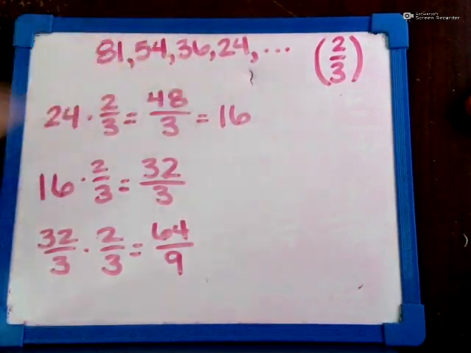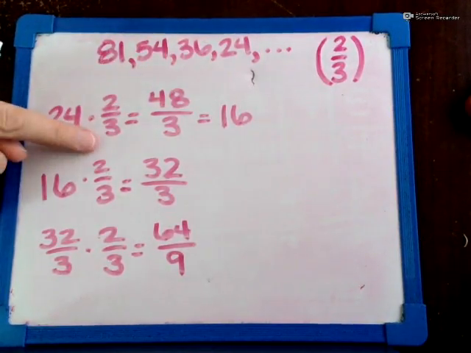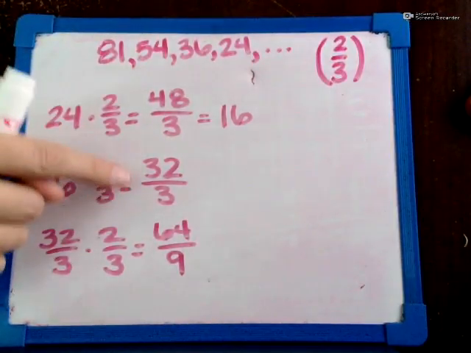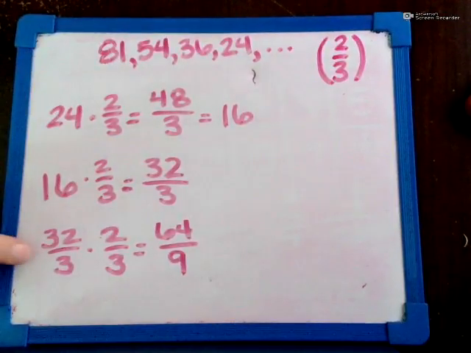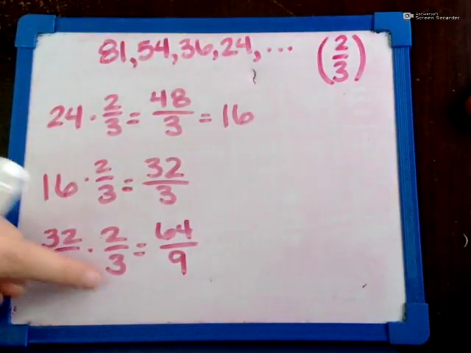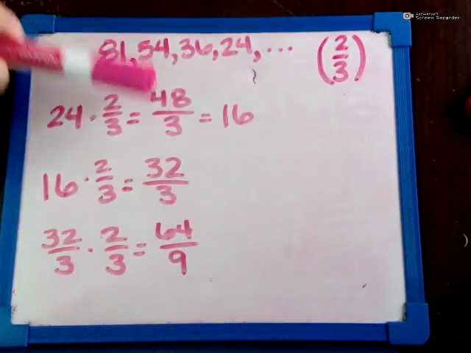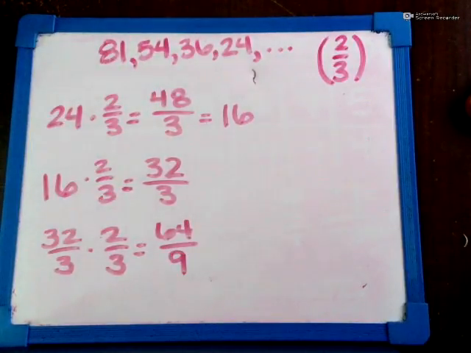So then we take this last number, bring it down here, and multiply it by 2/3. So 16 times 2 is 32, 1 times 3 is 3. This doesn't reduce any further. Then we take this number, bring it here, multiply it by 2/3, and we get 32 times 2 is 64, 3 times 3 is 9, and that doesn't reduce anymore. So our next 3 numbers are 16, 32/3, and 64/9.